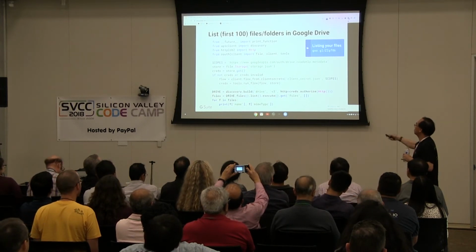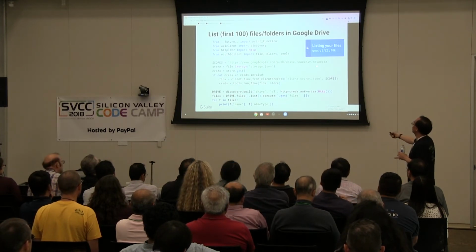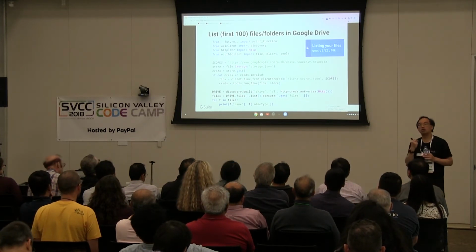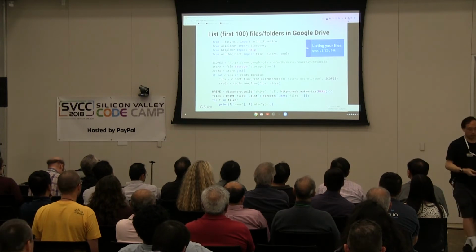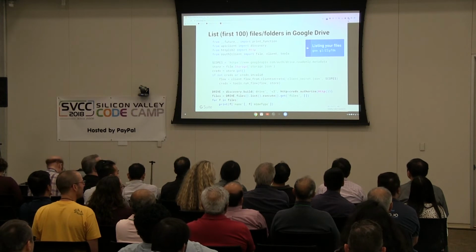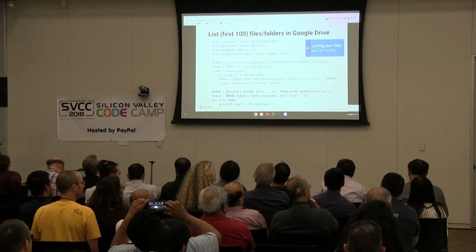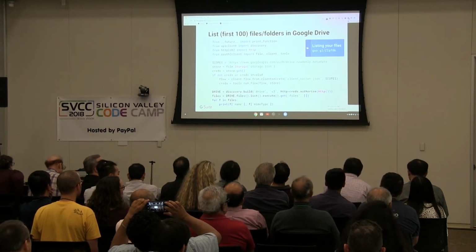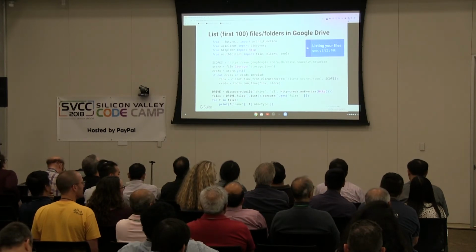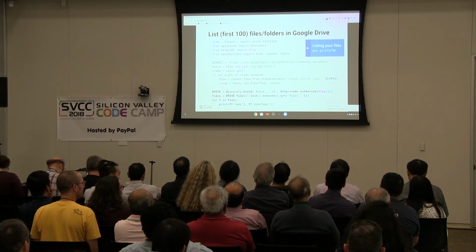Okay, now we have the same code as before. This time we're going to walk through the middle section. You'll notice we have a scope now. Remember how I said you should ask for the minimal scope that you need? Well, what are we trying to do in this app anyway? We're trying to look at the first 100 files and folders in your Drive. Do I need to look at your file content? No. Do I need to update your file on Drive? No. Am I adding new files to Drive? No. I don't need any of that stuff.